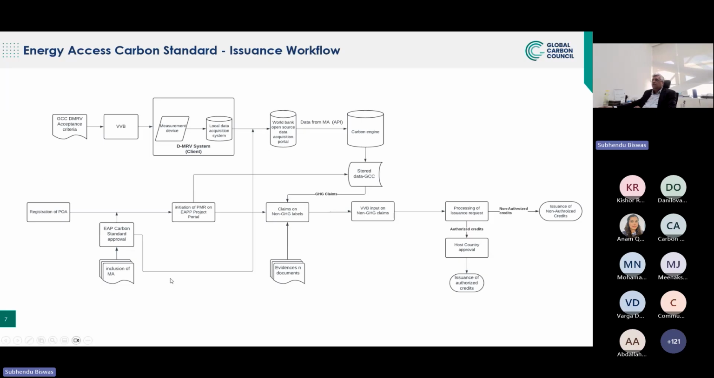Again, the one which is totally different, where we don't need any verifier sitting on a project-to-project basis or a steering committee, is the issuance process, where all data is mapped on the fly. All raw data is stored in real time with GCC. Claims are automated on GHG claims. Non-GHG claims are separately verified by a verifier, and then it goes to issuance of authorized credits or non-authorized credits.